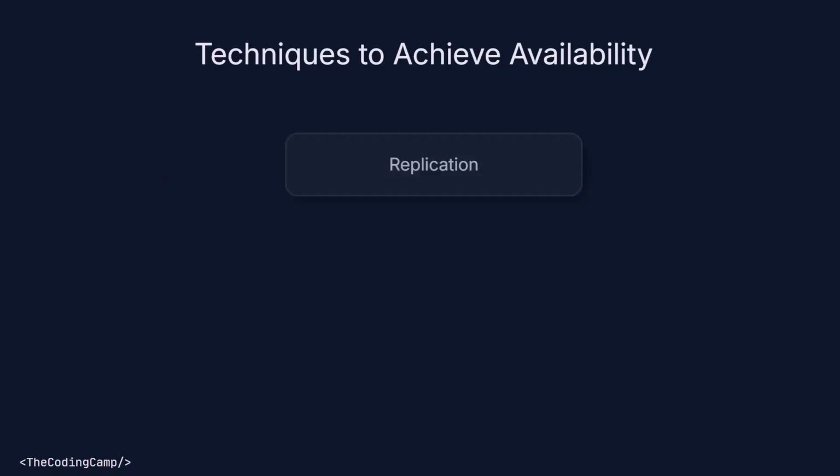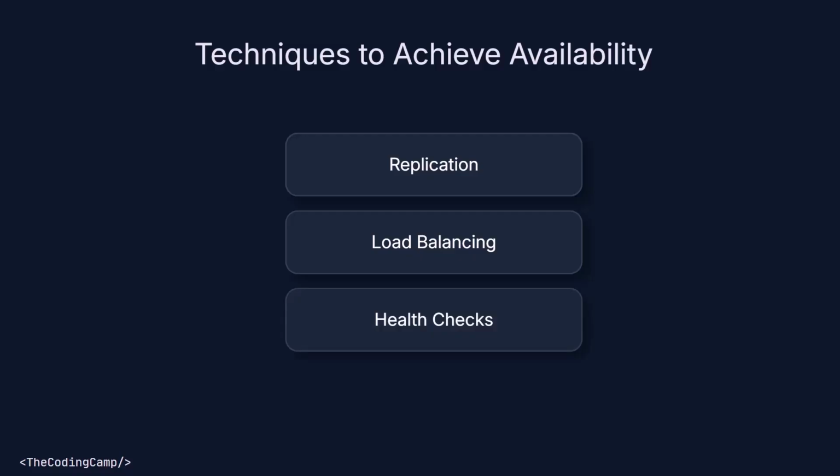Some of the techniques to achieve availability are replication, load balancing, failover, and health checks. So we will learn about these techniques in detail later in the course.